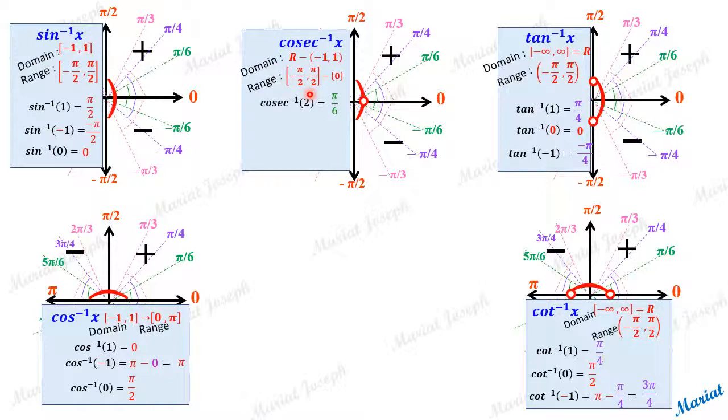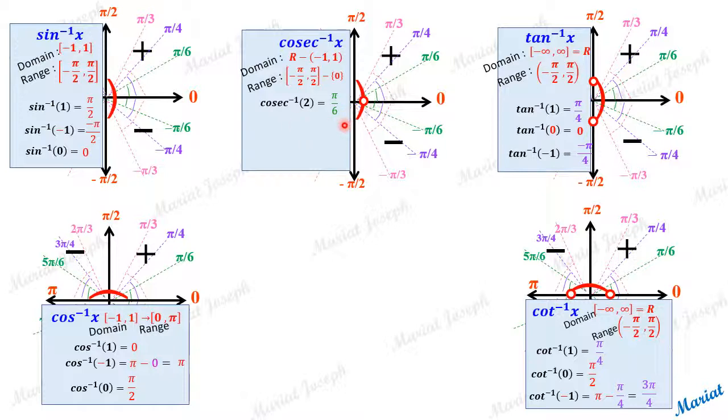Now using that, how do we get the values? Cosec inverse 2. Cosec inverse 2 is that angle whose cosec is 2. Cosec is 2 means the sine value should be half. Oh, that is pi by 6.